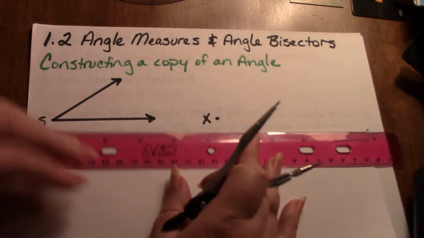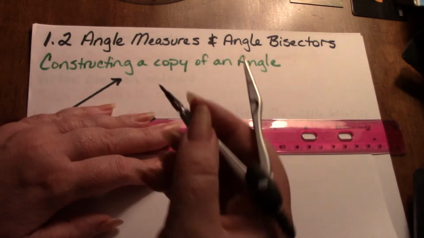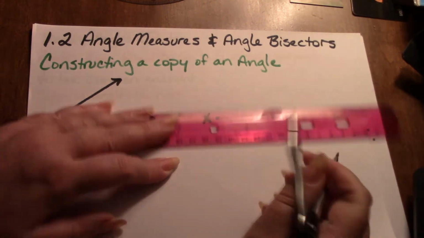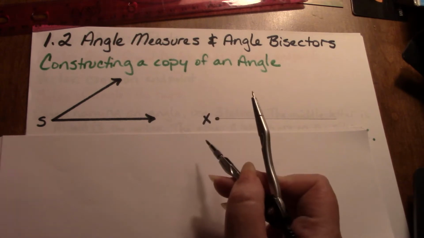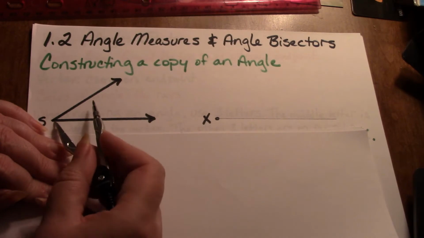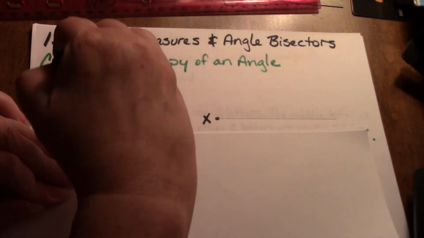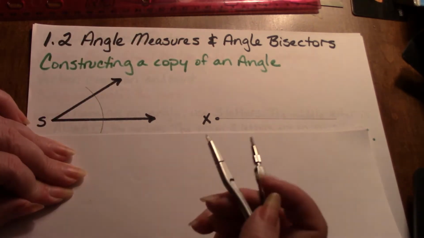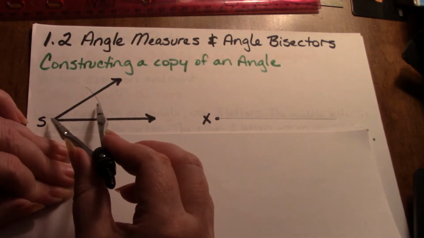First thing I'm going to do is draw a line that's about parallel to the bottom. Doesn't matter. I have a point X, I'm drawing a line. There's my baseline for my angle. Now, starting at the end point, I'm going to put the pointy end on the end point, and I'm going to draw an arc that crosses both of these lines. Not moving my compass, so I know it's still the same width.